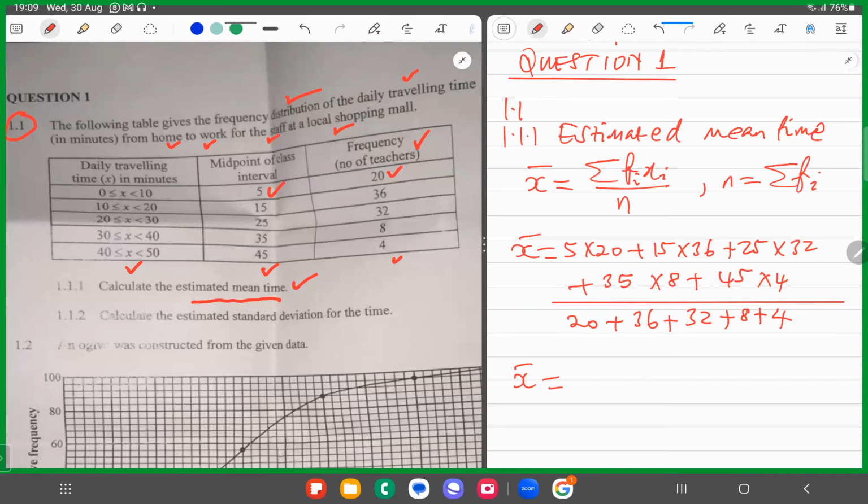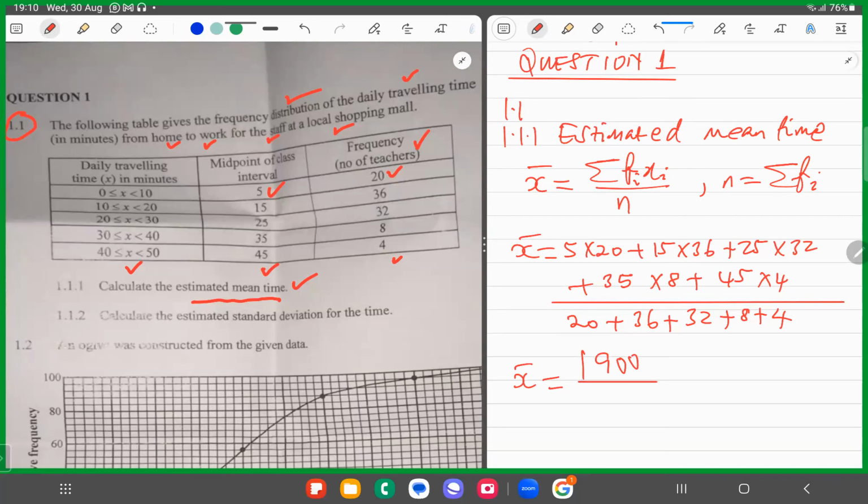So let's enjoy ourselves. First things first, we just learn the mathematics by saying 5 times 20 plus 15 times 36 plus 25 times 32 plus 35 times 8 plus 45 times 4. So it's giving me 1900.